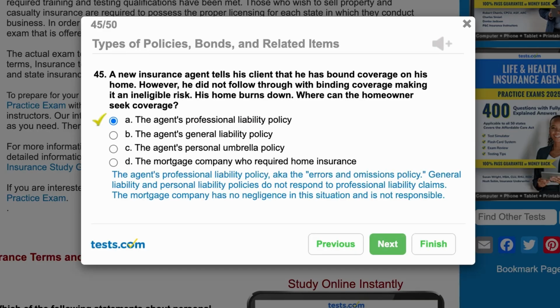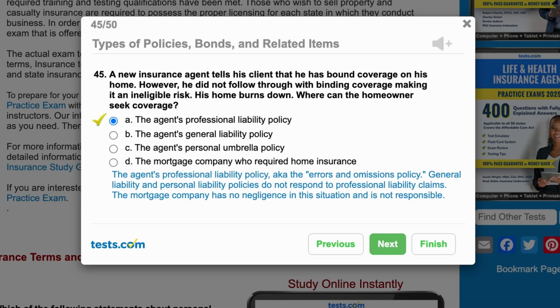A. The agent's professional liability policy, aka the errors and omissions policy. General liability and personal liability policies do not respond to professional liability claims.